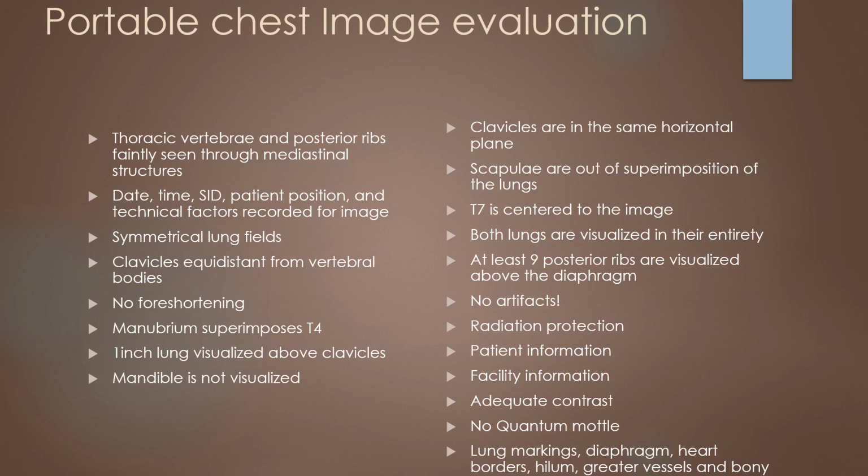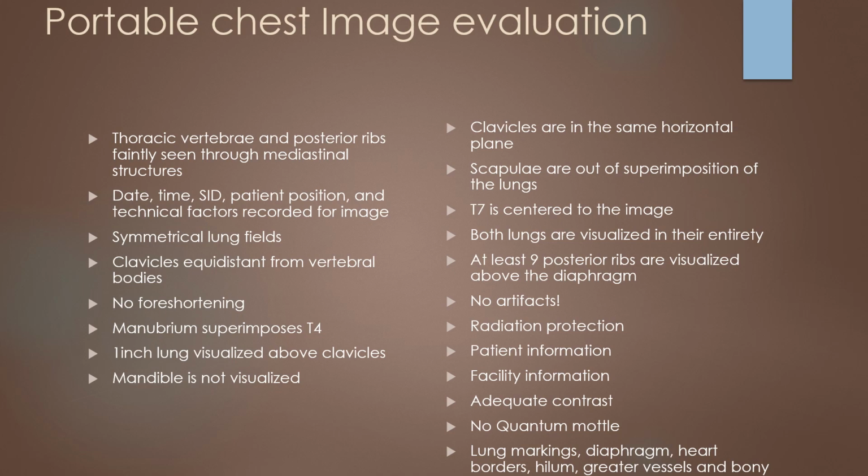If the mandible is not visualized, that indicates the patient's chin was elevated out of the way, like it was supposed to be. If the clavicles are in the same horizontal plane, that would indicate that my patient has no mid-sagittal plane tilting. If the scapulae are out of superimposition with the lungs, that would indicate that my patient adequately rotated their shoulders forward. If T7 is centered to the image, that would mean my central ray was accurately placed.